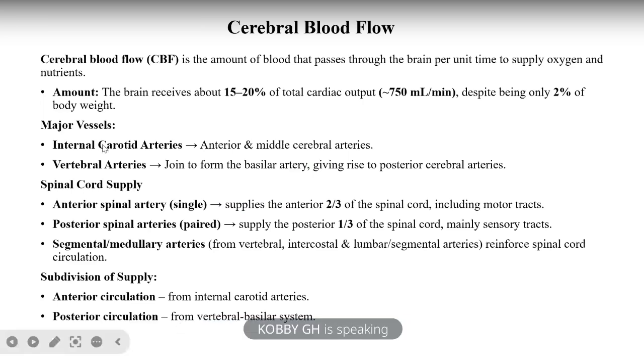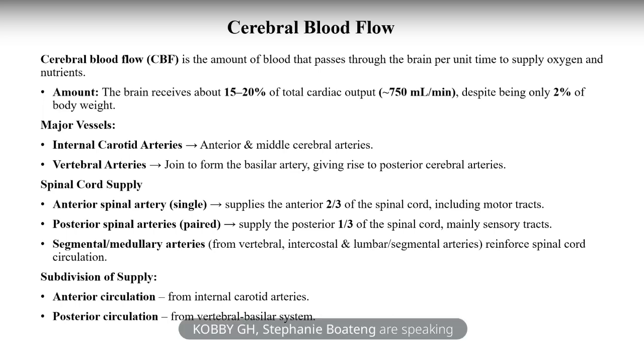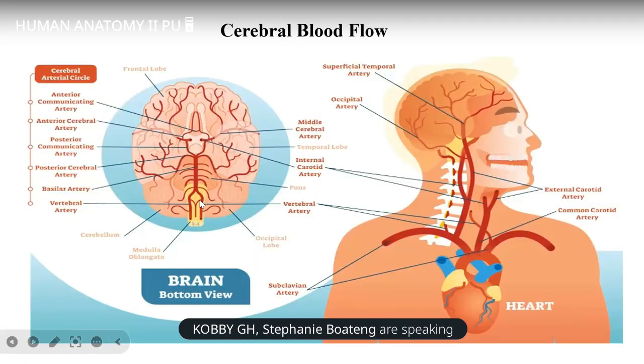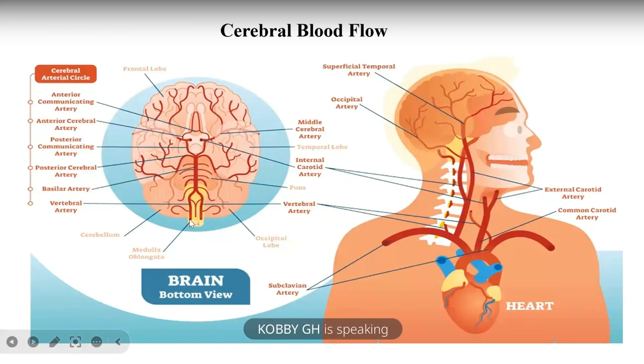Okay, so basically we have three arteries that take blood to the brain. So we have the vertebral arteries. Here it is. So the vertebral artery is two. We have the left vertebral artery and the right vertebral artery. It's taking blood. The left vertebral artery and the right vertebral artery will join to form the basilar.